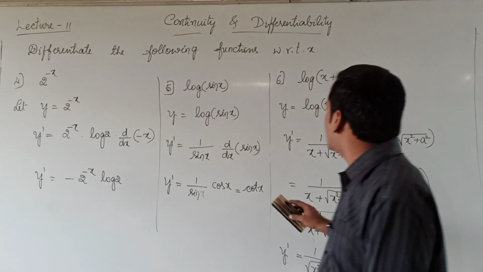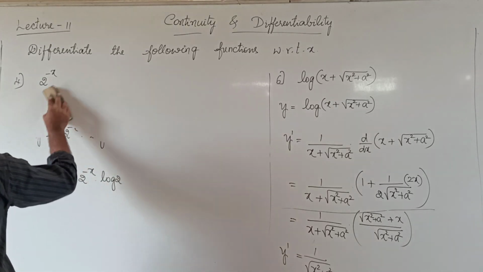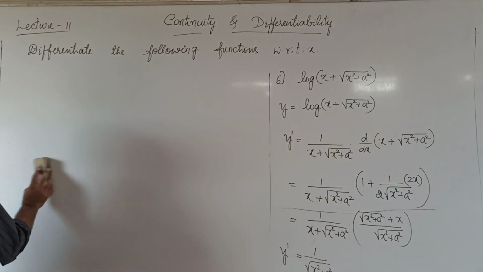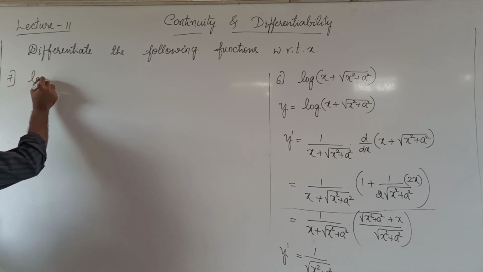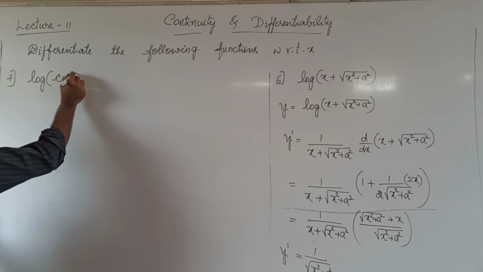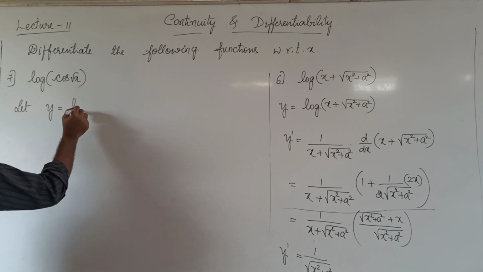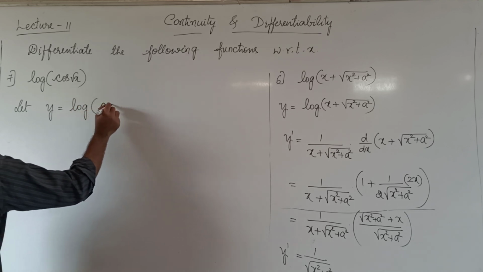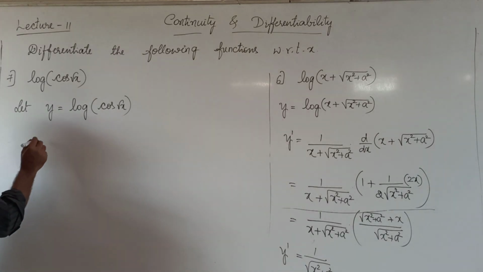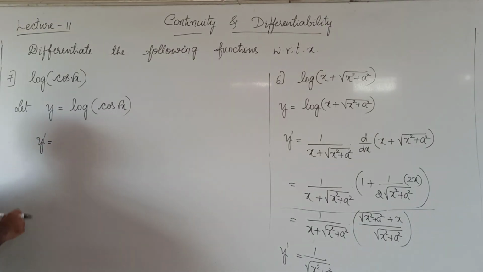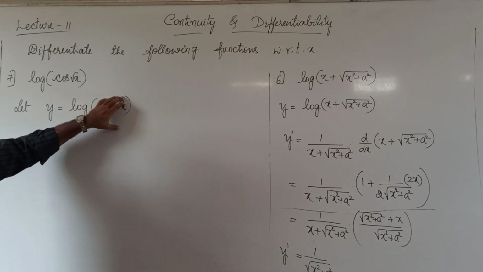Log cos root x. Log cos root x. Okay. Let y is equal to log cos root x. Okay. Now let us differentiate this. Y dash is equal to, this is of the form log x. Derivative of log x is 1 by x.